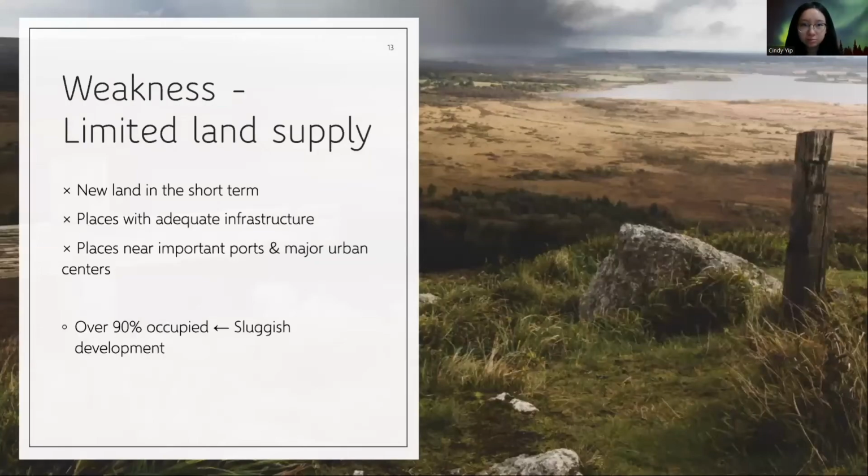Hi, I'm Yip Sin Yu, and I'm going to introduce the weakness part. Weakness is the internal characteristics of Vietnam that give it disadvantages relative to other countries. The first weakness is the limited land supply.